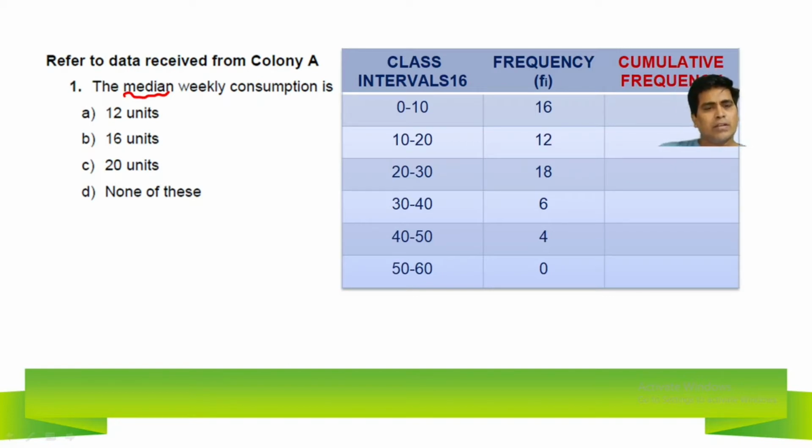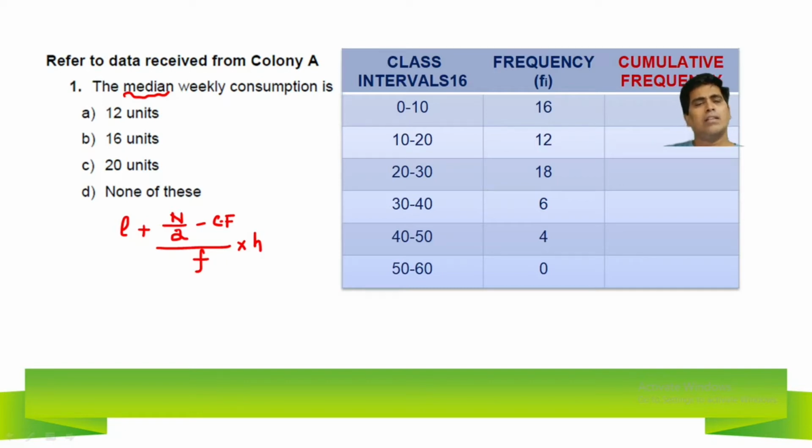What is the formula to find the median? Median is equal to L plus (n by 2 minus CF) by small f, into h, where h is the class length. So median = L + ((n/2 − CF)/f) × h. This is the formula to find the median.